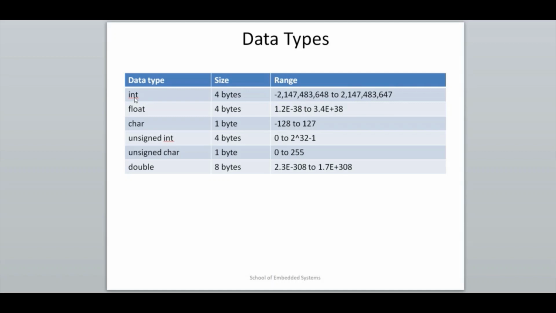If you simply use int in your C program, it means it's a signed integer, so there is a sign here. Float is to represent the decimals. Character is to represent a character, as well as a number from 0 to 255. And double is an extension of the float, where it is 8 bytes and there is an enhanced range.